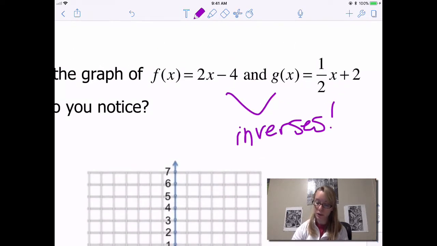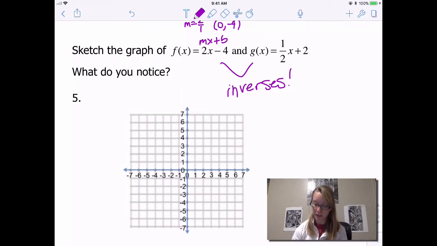So f of x is 2x minus 4. This is y equals mx plus b. So our b is 4, or negative 4. So this is the point 0, negative 4. And then our m is 2 over 1. So I'll go to 0, negative 4, and then up 2 over 1, and draw my line. Okay, I might even label these points 0, negative 4, and this is the point 1, comma, negative 2.